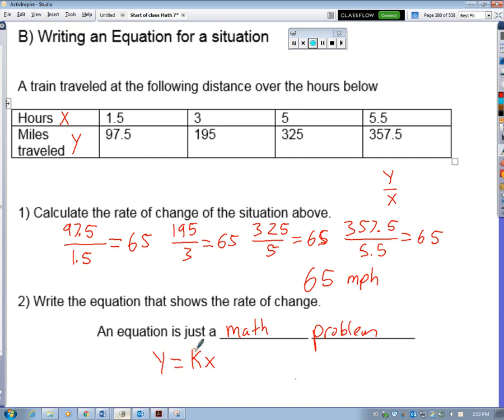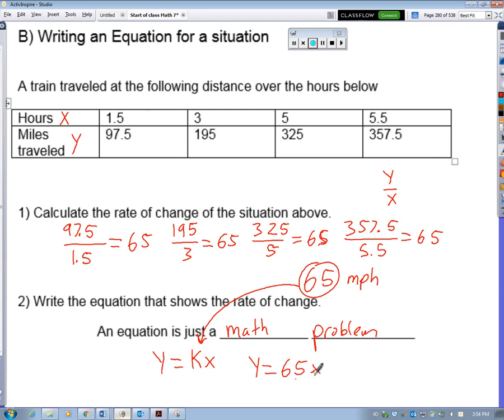Okay, so that's what this is. And then x, we already talked about, was the hours up there, and so it's just the unit rate times the hours. So if we were going to make an equation for this situation, we just need to take 65 and put it in for k, and we're going to say y equals 65 times x, and that's all we need to do.